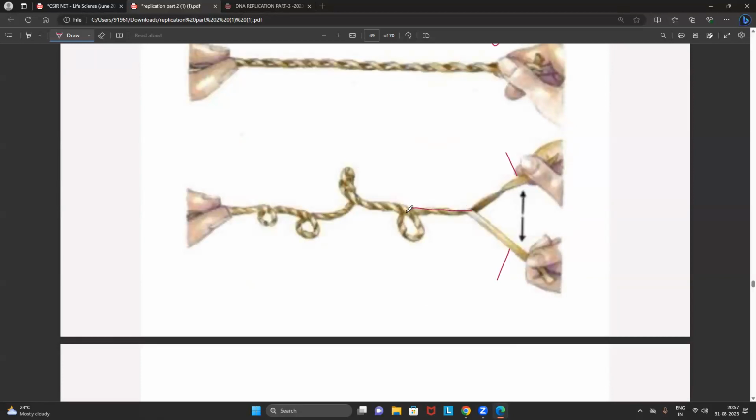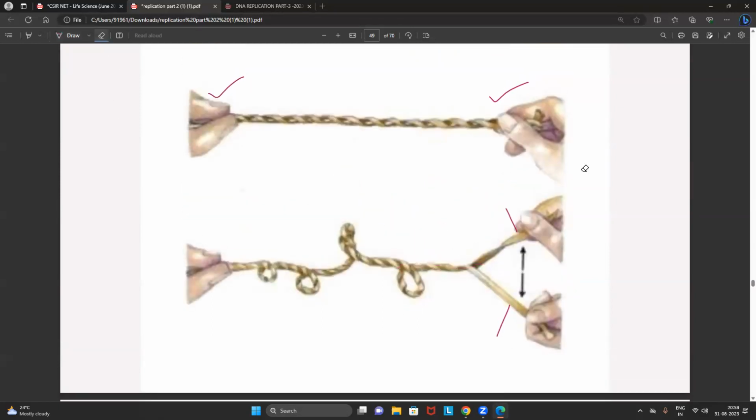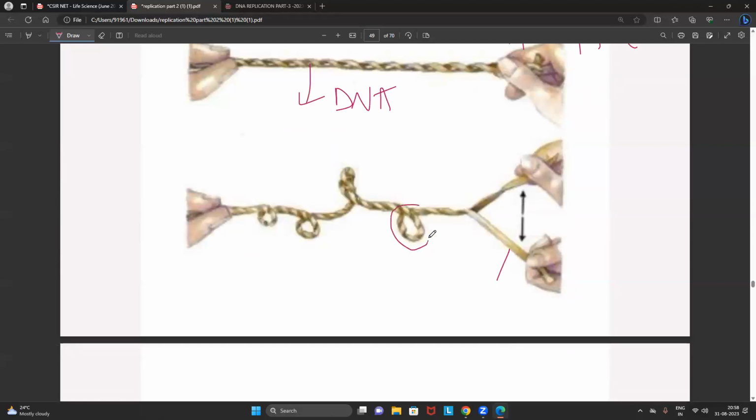At one particular point, look into this, the thread undergoes coiling. Now, whenever you reach this point, do you think you can open further? It is not possible, right? You can't open further. You have to cut it and then open it. Then only you can move further. Imagine the same thing: in the place of the thread, remember DNA. In the place of a hand, remember helicase. So whenever the helicase enzyme is opening so fast, at one particular point, DNA undergoes coiling.